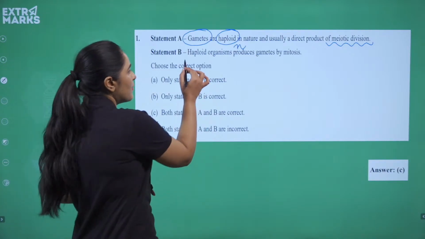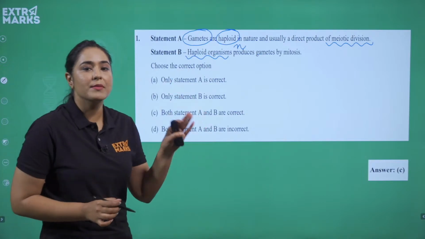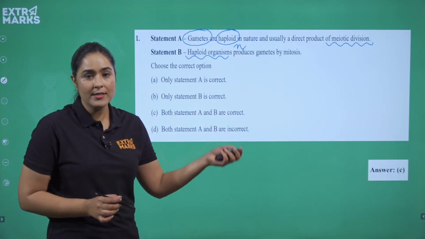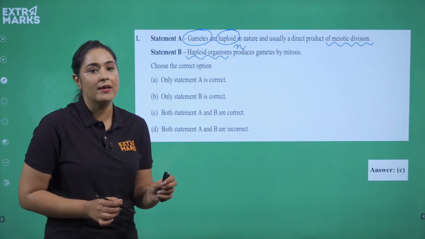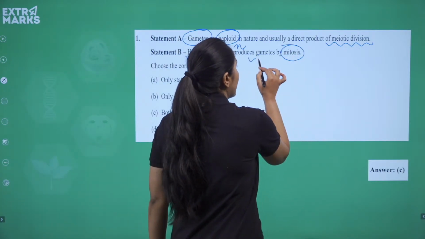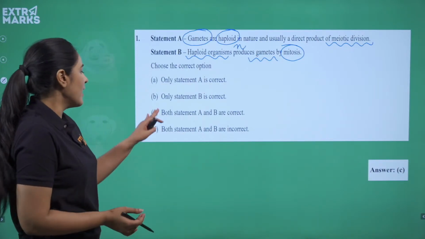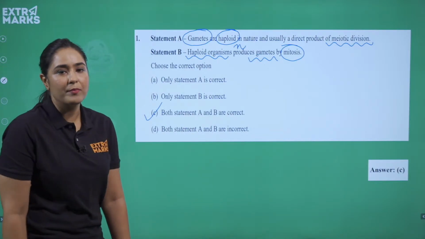Here we are talking about the haploid organism. So obviously if the organism is haploid, it will undergo mitosis because we will have the equational division here. We are not requiring the reductional division. So mitosis will give us gametes. So obviously both the statements here are correct. We are having the correct option here, C. Both statement A and B are correct.